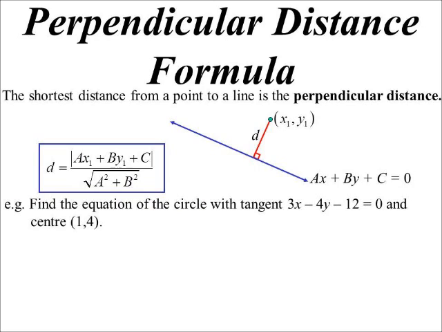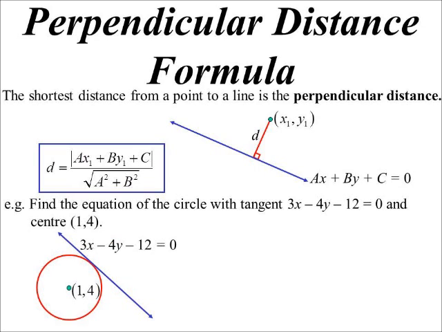So all right, we're going to find the equation of a circle with tangent 3x minus 4y minus 12 equals 0 and centre (1, 4). You might think, well, this is a rather odd question to have when we're talking about perpendicular distance. But if you remember some circle geometry, the radius is always perpendicular to the tangent at the point of contact. So first of all, let's find the length of the radius. It'll be the perpendicular distance from the centre of my circle, (1, 4), to our particular line. Let's find it.